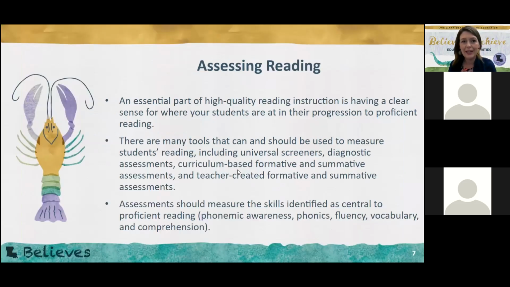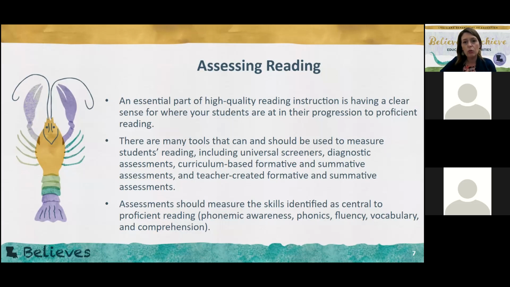So we'll move on right now, but just going to give you guys an overview of assessing reading. An essential part of high quality reading instruction is having a clear sense for where your students are at in their progression towards proficient reading, right? When we think about what our expectations are for a kindergartner, they are going to be a lot different than what our expectations are for a second grader. And a good assessment is going to give you information relative to their stage in their reading journey. So you're going to know where they're at in their progression to proficient reading, and are they where they need to be to remain on track to proficient reading?